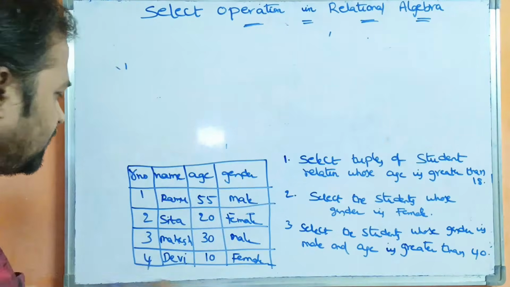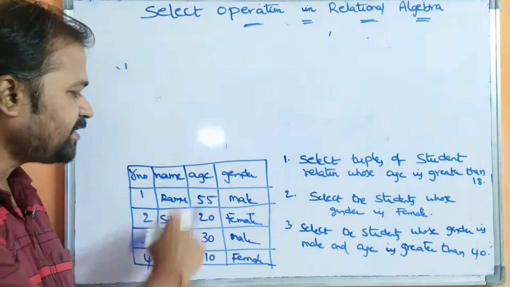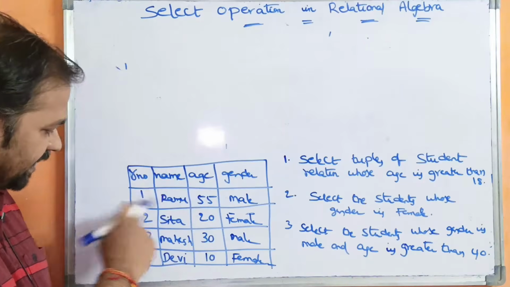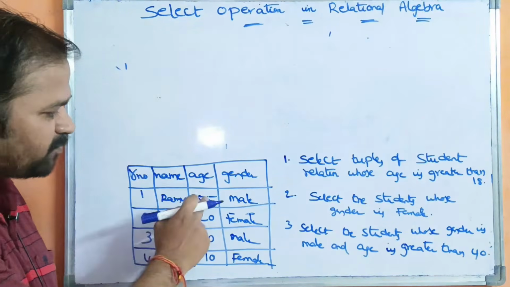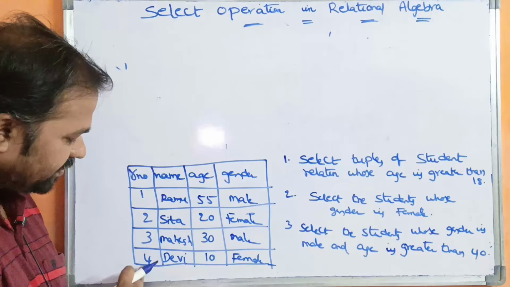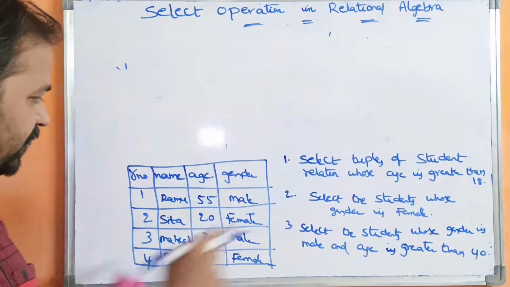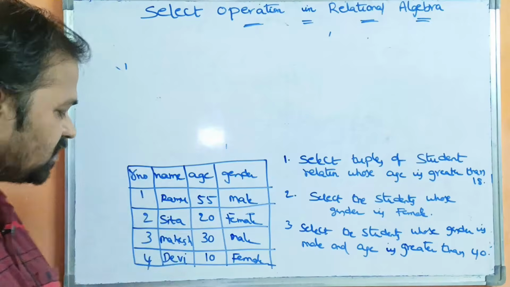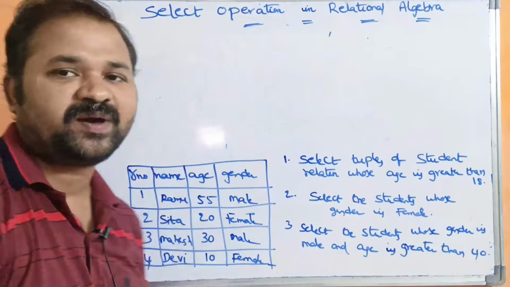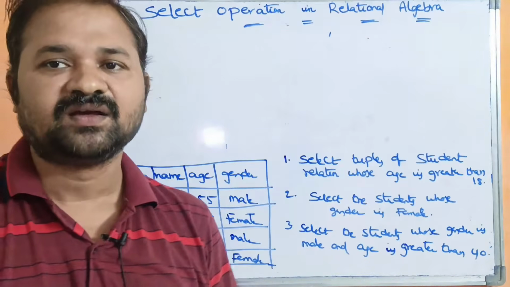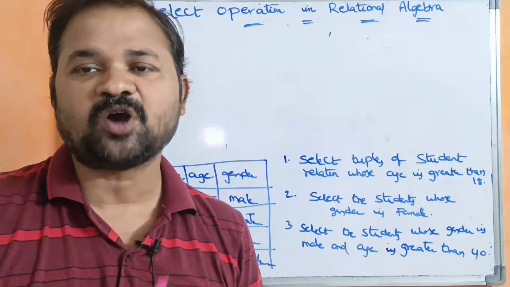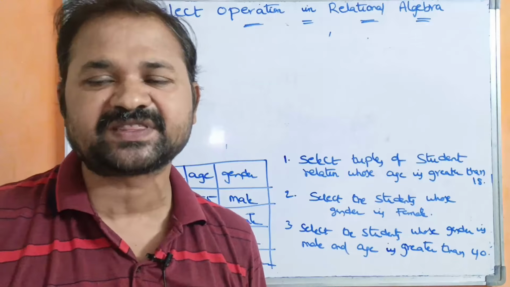Now let us see various examples regarding the select operation. Here this is the table. Our table contains 4 columns: roll number, name, age and gender, and totally we have 4 rows. 1 Ramu 55 male, 2 Sita 20 female, 3 Mahesh 30 male, 4 Devi 10 female. Practically we will implement this operation by using SQL. All the relational algebra operations are mathematical operations only, so those operations will be practically implemented by using SQL.